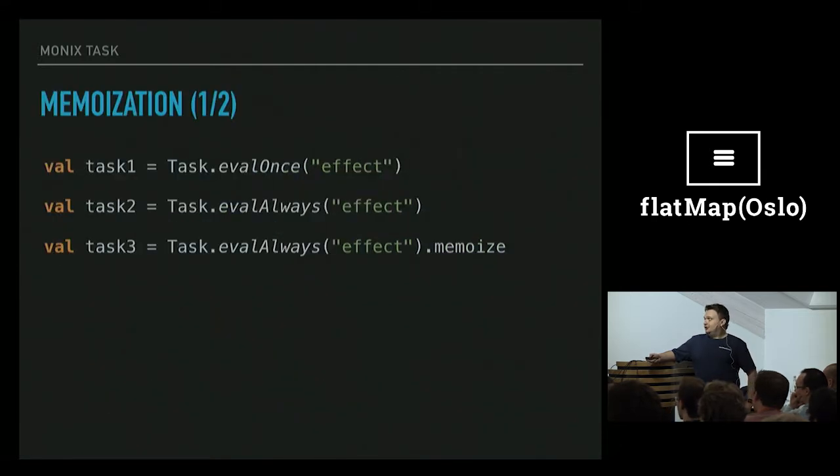Again, memoization. So eval once is not the only way to memoize stuff. You can take any task and memoize it, meaning that it executes once, and its result is going to be available for subsequent evaluations. And you've got guaranteed idempotency, meaning that if you have side effects in there, you are guaranteed for those effects to be executed only once.